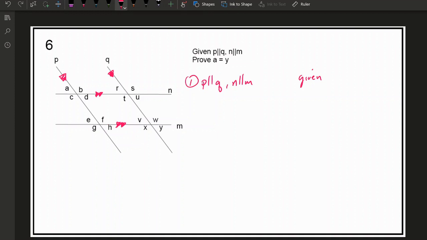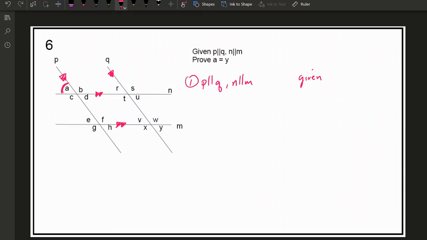So what I want to do here is start at A and work my way over to Y. So since P is parallel to Q, I'm allowed to jump from that ABCD angle cluster to the RTSU cluster. But also since N is parallel to M, I'm allowed to jump from the ABCD cluster into the EFGH cluster. What I'm not allowed to do is go from the ABCD into the WXYV. Should have started on V there. Anyways. Okay, so there are lots of correct ways to do this.